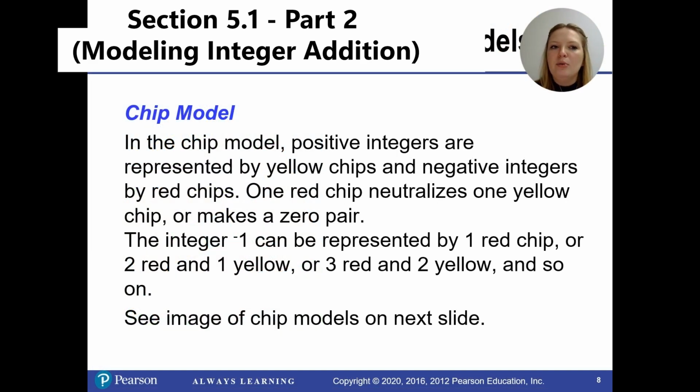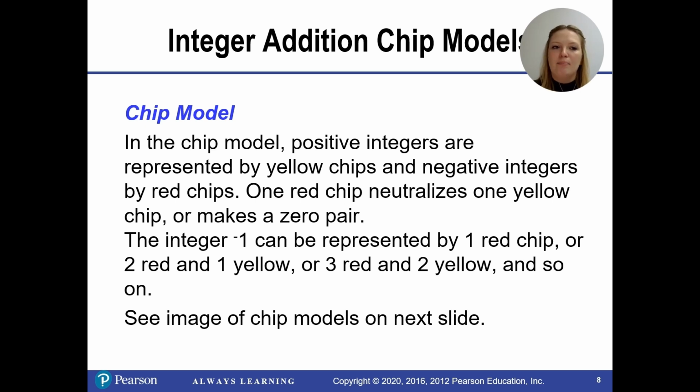Now, when we go in the integers to add numbers, we can use what's called a chip model. In the chip model that our textbook uses, positive integers are represented by yellow chips and negative integers are represented by red chips. Together, if we pair up a yellow chip and a red chip, that makes a zero pair, so they cancel each other out.